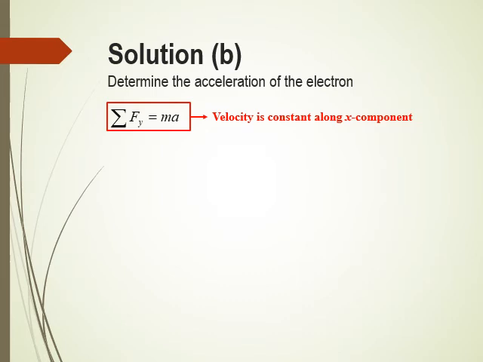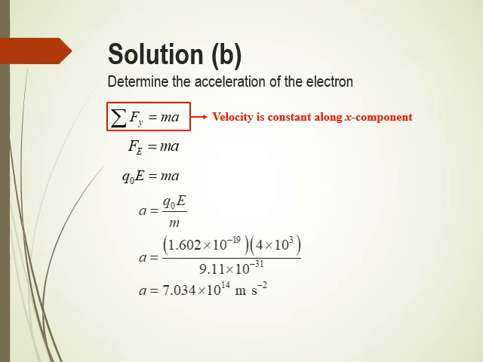Expand the equation, you have electric force Fe equals ma, because electric force is the force that causes the electron to accelerate along the y component. Expand the equation again. You will get q naught E equals ma. Rearrange the equation and substitute the values into the equation. Since you are dealing with an electron, q naught here you substitute with the value for the electron, and this mass is the mass of the electron. So the mass of the electron is equal to 9.11 times 10 to the power of negative 31.